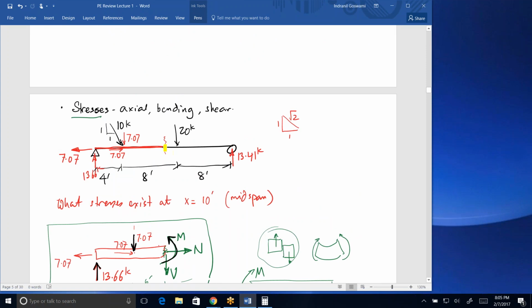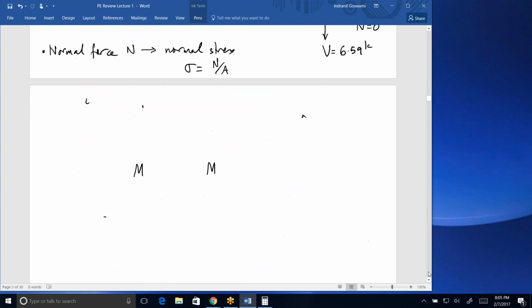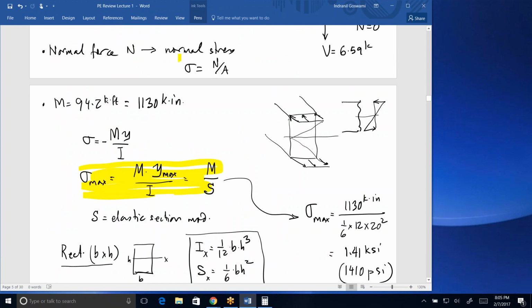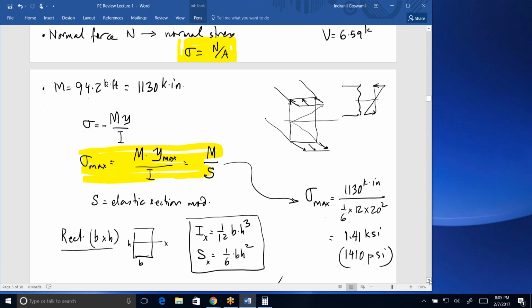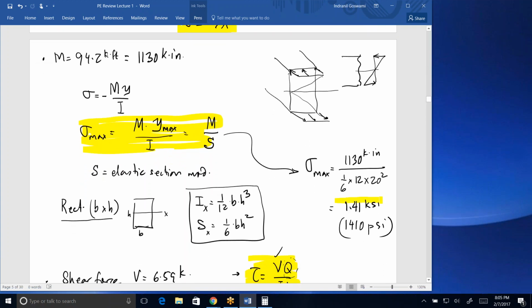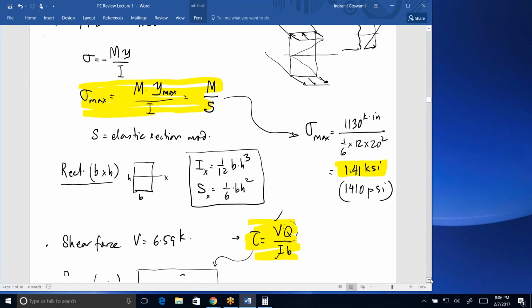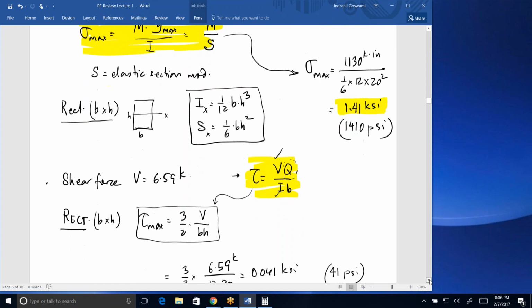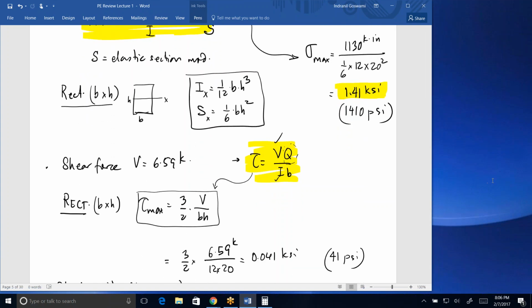We were trying to figure out what stress condition exists here. And so we first got to the internal forces, the shear, the moment, and the normal. The normal stress is this formula. It's the easiest of all. The bending stress is this formula. So we got 1410 psi or 1.41 ksi for the bending stress. And the tension and compression will be equal because of the symmetry of the shape. And for shear, because it's rectangular, the question was, what is the stress at 10 feet?